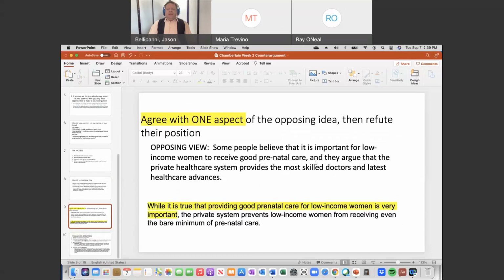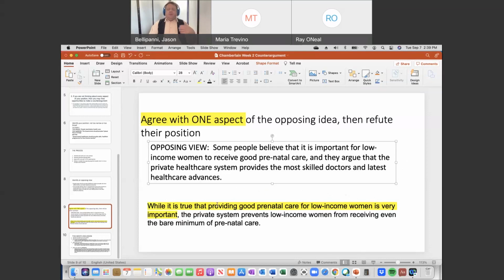Okay, so here's my idea about concession, like agreeing with one aspect. All right, so here's the opposing view. Some people believe that it is important for low-income women to receive good prenatal care, and they argue that the private healthcare system provides the most skilled doctors and latest healthcare advances. So this would be an argument that somebody's like, yeah, private healthcare systems are the best for low-income people. So the way I do it, I agree with part of something.